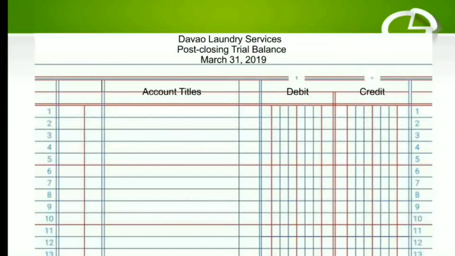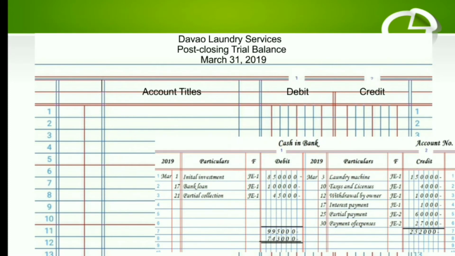At this point, isa-isahin natin lahat ng ledger accounts from account number 1 until the last account na may open balance. As I mentioned earlier, etong mga accounts with open balances are the balance sheet accounts or the real accounts. Okay, so let's now start with the first account with open balance, and that is cash in bank with a debit balance of 743,000 pesos. So, ang gagawin lang natin ay kopyahin lang natin 'to. So, under the account titles column, lagay natin yung cash in bank. And then, in the debit column, kopyahin natin yung debit balance ng cash in bank, which is 743,000 pesos.